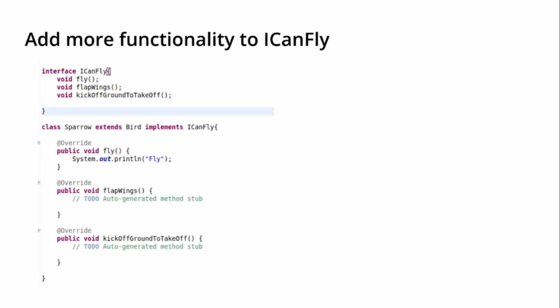So now let's try to add more functionality to the ICanFly interface. Earlier we had the fly function. Now we have added flapWings and kickOffGroundToTakeOff, and some random bird, which is the Sparrow. And we have defined all the functionalities for a Sparrow, and it all makes sense here. Okay. Now fly is a generic behavior. So I can also add that fly to, let's say, a vehicle, which is an airplane.